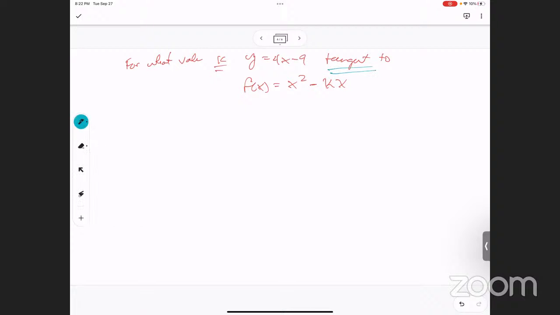All right, so here's the key. Whenever you see tangent lines, you need a point which is on f of x and a slope which is found by using the derivative. Okay, when we have the point and the slope, then we have the tangent line. So the tangent line right here says, for what values of k is this tangent to this graph?